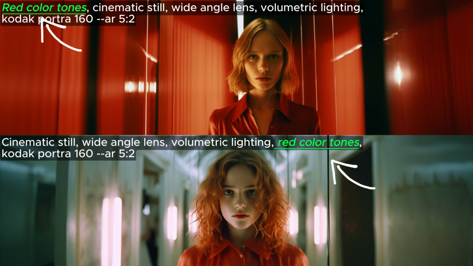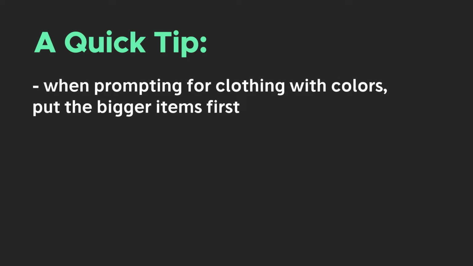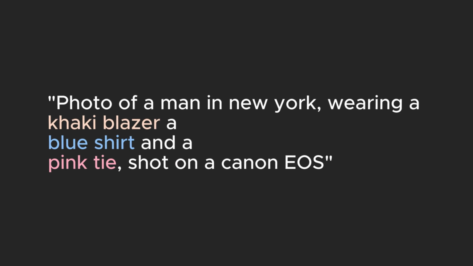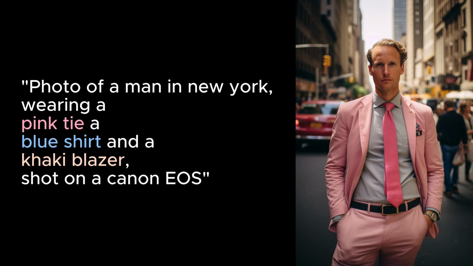A quick tip about colors you have to know. When prompting for colors and items of clothing, you need to place larger items of clothing first. For example, let's generate a man in a khaki blazer, a blue shirt, and a pink tie. Alright, looks stylish. But what if we switch up the order of items in our prompt and ask for a pink tie, a blue shirt, and a khaki blazer? Everything got messed up. The entire blazer and suit is pink now because we put the color phrase pink earlier in our prompt, so it became weighted more heavily by the AI.